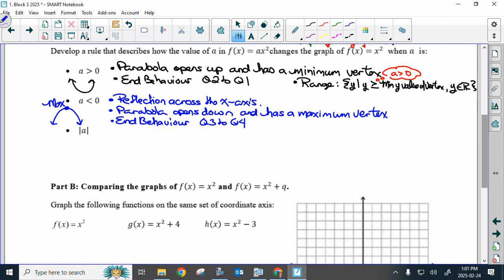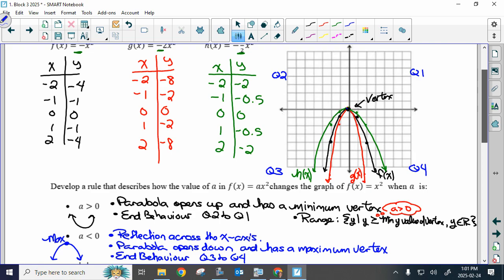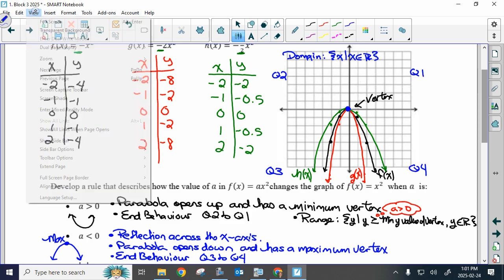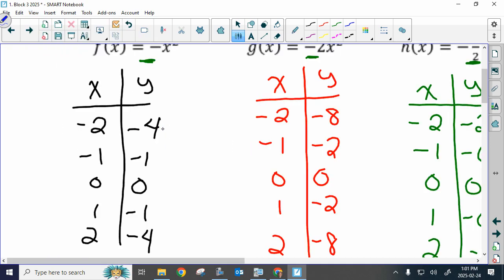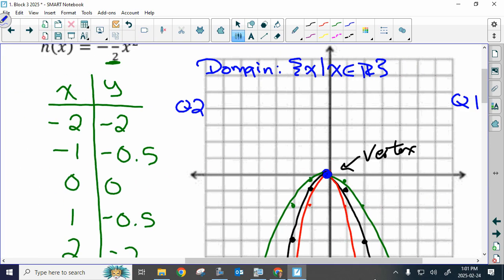Now, if my parabola is opening down, let's think about the range here. Let's look at these guys up here. My domain for all of these guys is still x such that x is an element of the real number system. There's no restrictions on x. X gets to keep going forever. But when I look at this, if I'm coming up with my range for this guy, my highest y value is 0 this time. And how I write that: if my highest y value is 0, my range will be y such that y is less than or equal to 0. Y is an element of the real number system.